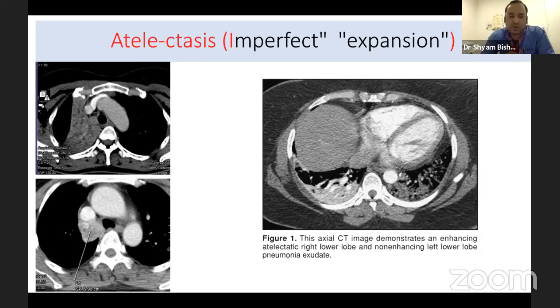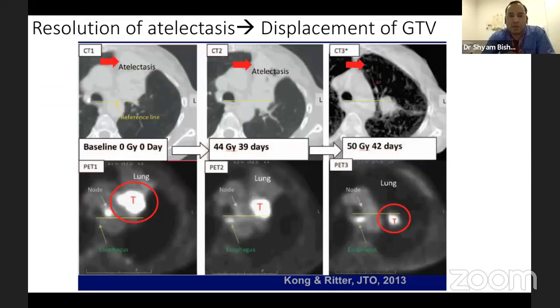Atelectasis means imperfect expansion. It is caused by a tumor near the bronchial airways, which is obstructing and causing reabsorption of the air in the alveoli, leading to atelectasis, which on contrast CT appears hyperintense or enhancing. And during chemoradiation, if there is a resolution of the atelectasis, it will cause displacement of the GTV. As you can see in the diagram, at the extreme left at baseline, and during radiation at 50 gray, there is a shifting of the target towards the posterior side.